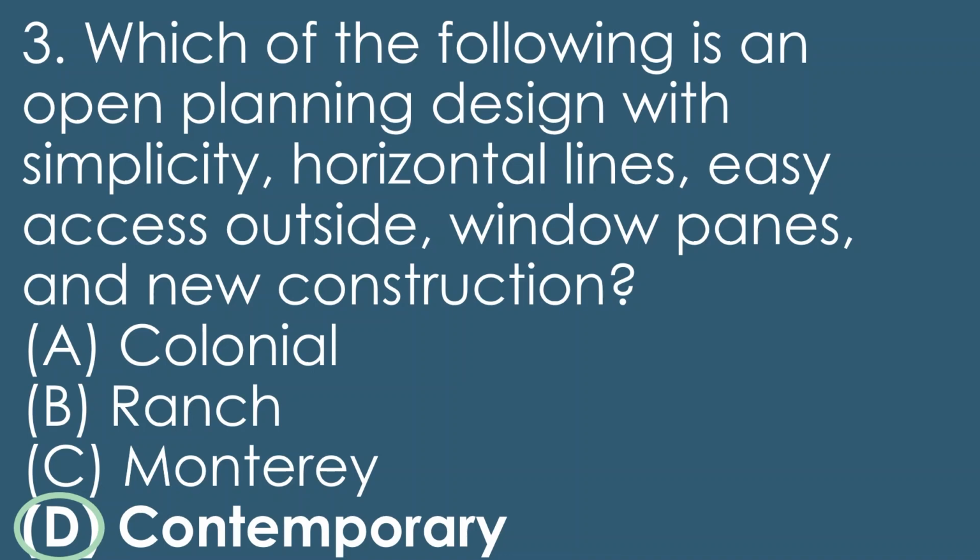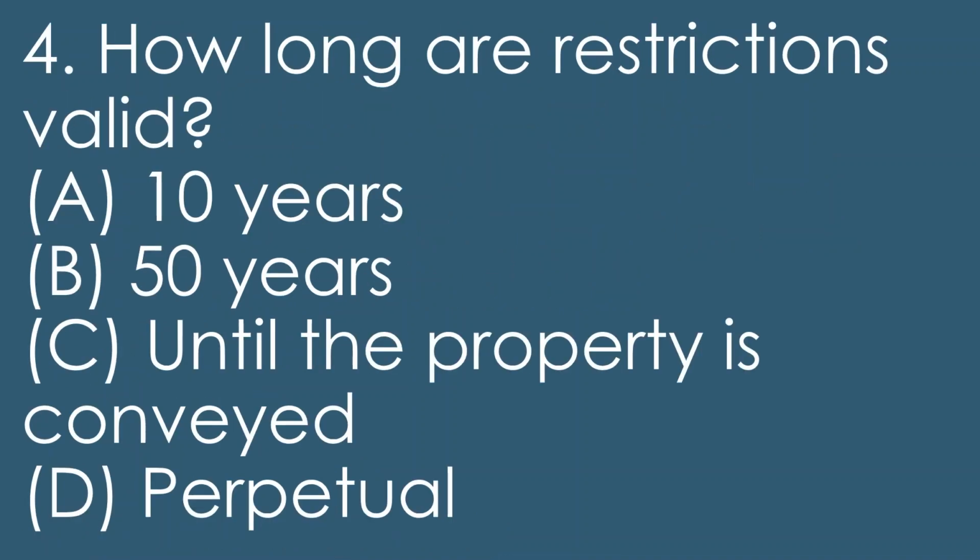So contemporary. 4, how long are restrictions valid? A, 10 years, B, 50 years, C, until the property is conveyed, D, perpetual. Well, you need to know what perpetual means. Perpetual means forever. So it's in perpetuity, and that just means it continues on.